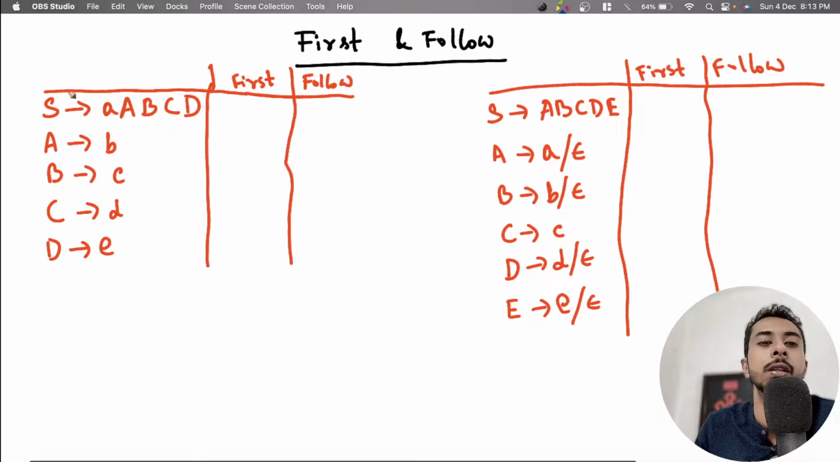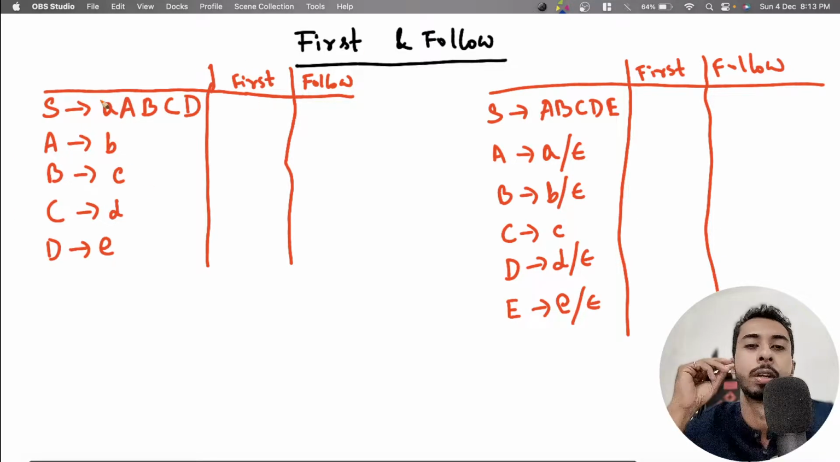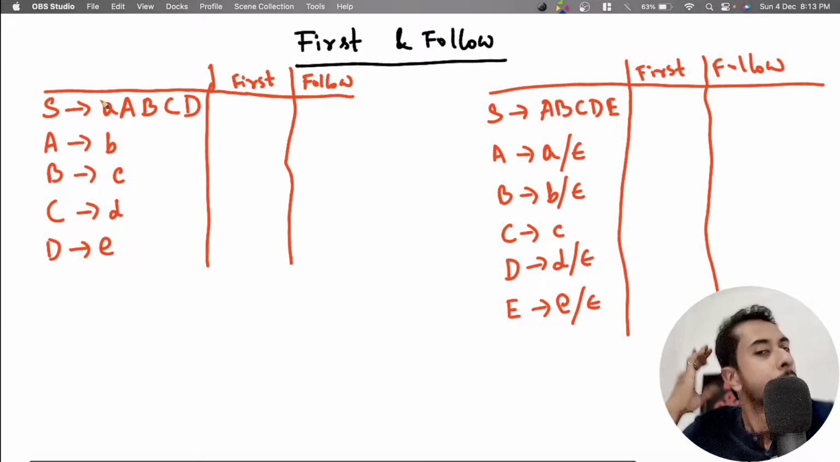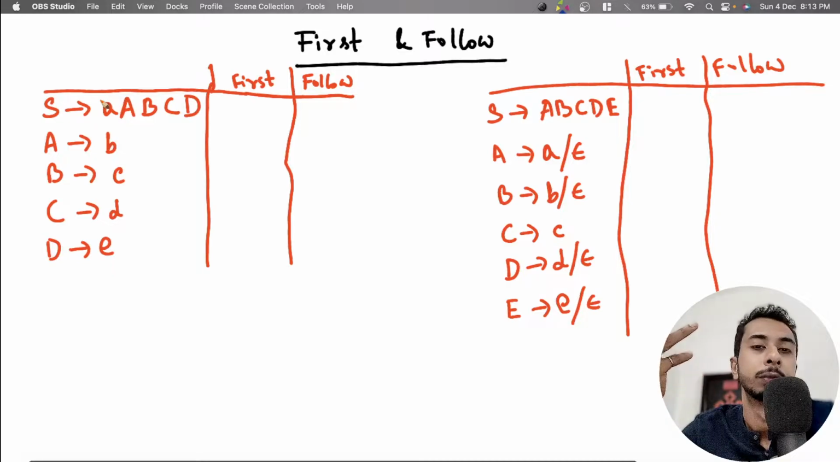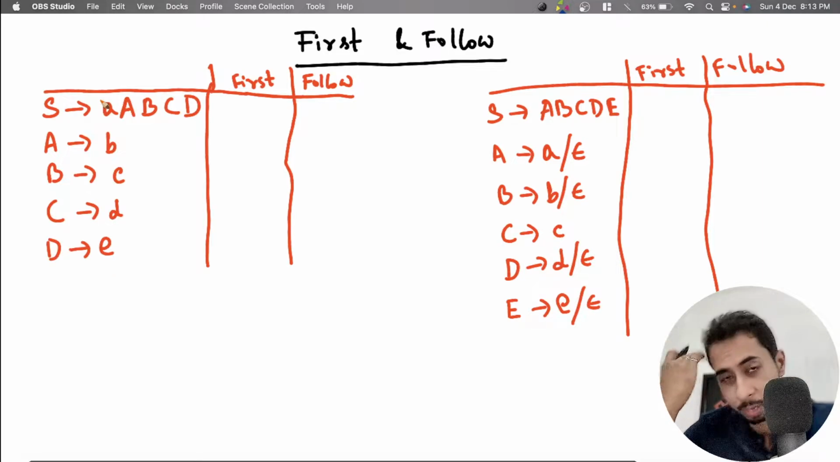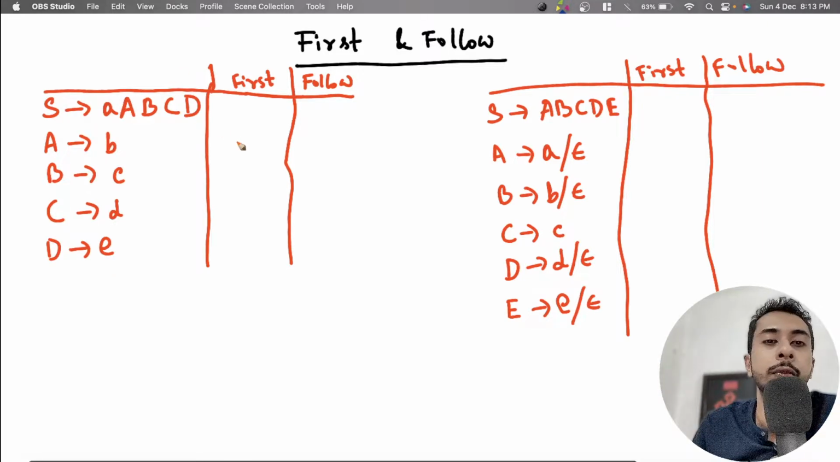So what is first? It is the first symbol that is derived, or that comes, when a particular string is being produced from a given production. What is a possible first symbol? That is what is referred to by first.